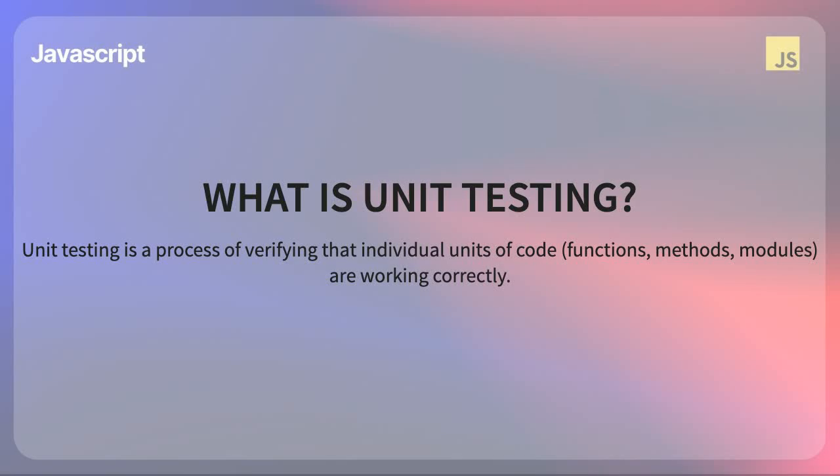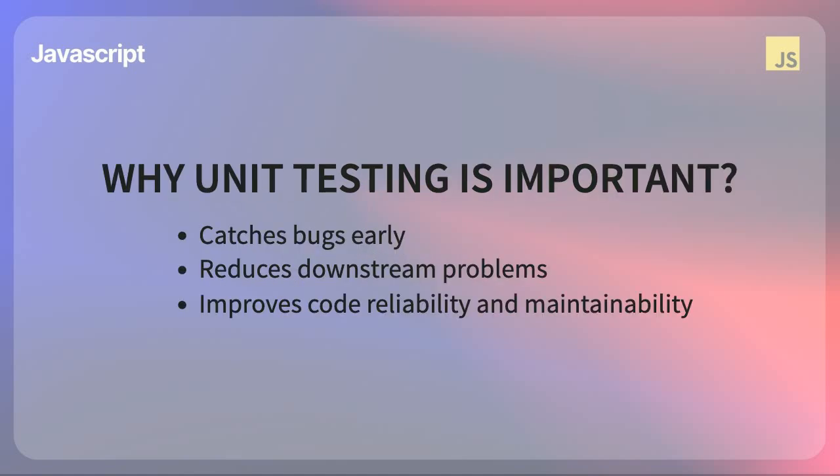Unit testing is a crucial aspect of software development that ensures individual units of code are working as expected. It's like quality control, catching bugs and errors before they become major issues. Unit testing is essential for ensuring the reliability and maintainability of your code. It helps catch bugs early on, reducing the risk of downstream problems.